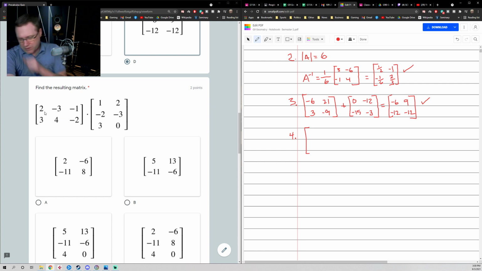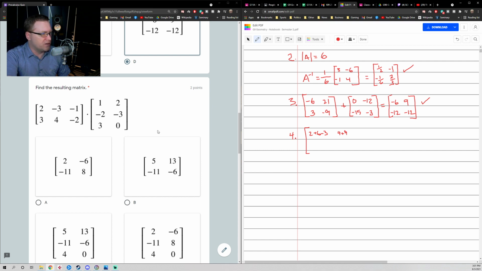Now, how do we find it? We're going to go 2 times 1, which is 2. And then plus -3 times -2, which is 6, so plus 6. -1 times 3 is -3, so -3. So that was the first row, first column. Now we want to find first row, second column. So we're going to go the first row times the second column. So 2 times 2 is 4. -3 times -3 is +9.